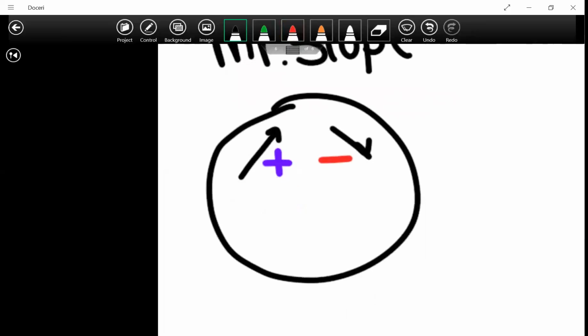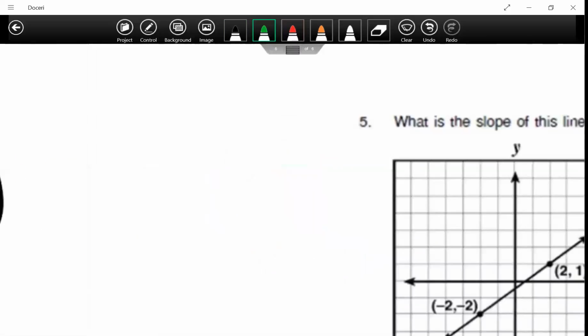If your line was going up and down, we considered that undefined. And if your line was going left and right, we had a slope of 0. So that's just to help you out a little bit in determining. In this case, my slope is going forward or upward, so I know it has to be positive.